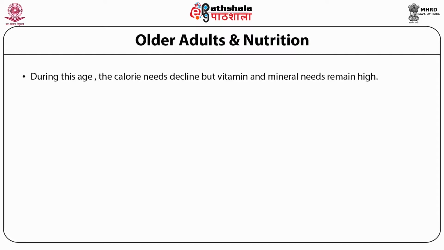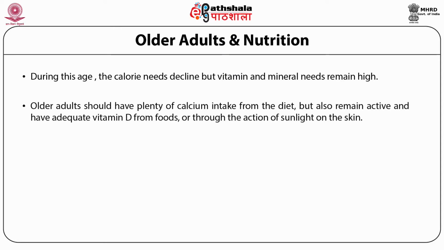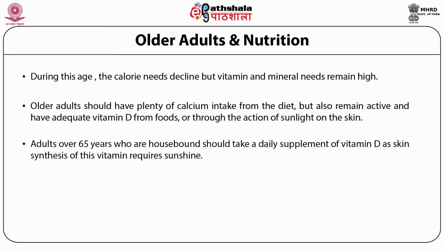Now we know that caloric needs of the elderly decline, but the vitamin and mineral requirements may remain the same. Older adults should have plenty of calcium intake from the diet, but also remain active and have an adequate amount of vitamin D from the foods or through the action of sunlight on the skin. Elderly over 65 years of age who are housebound should take a daily supplement of vitamin D as the skin synthesis of this vitamin requires sunshine.